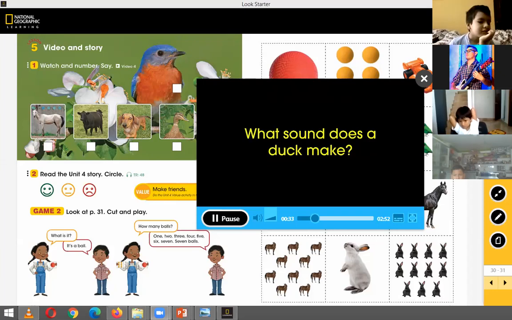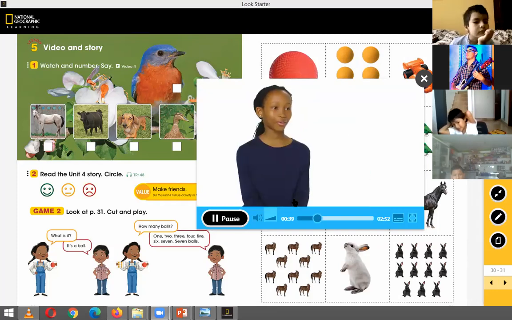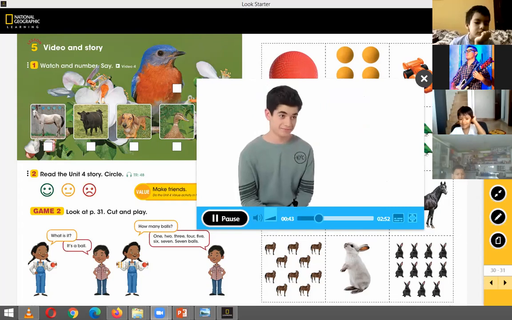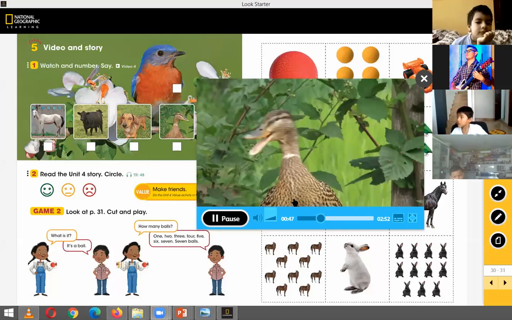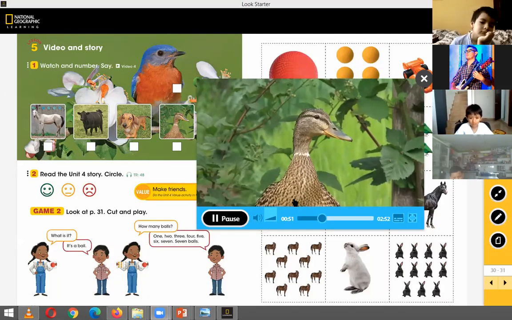What sound does a duck make? Quack, quack. Quack, quack. Quack, quack. Now you make a duck sound.